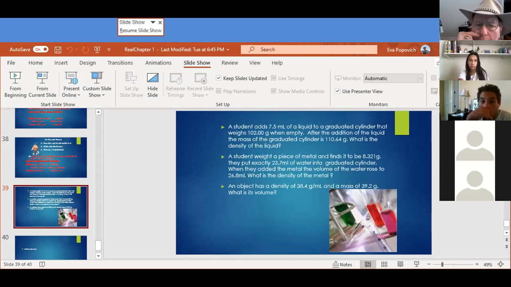Okay, Gavin, the third one. 1.02 milliliters. Is that right? Yep, it is right. Sorry, I was looking for sig figs.